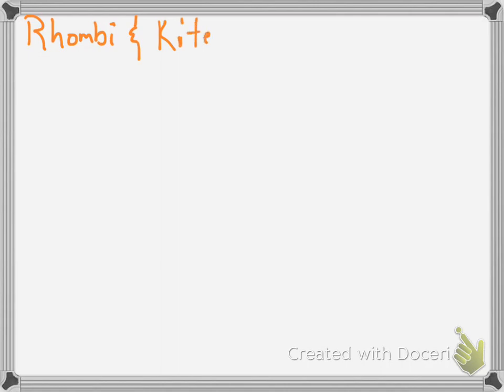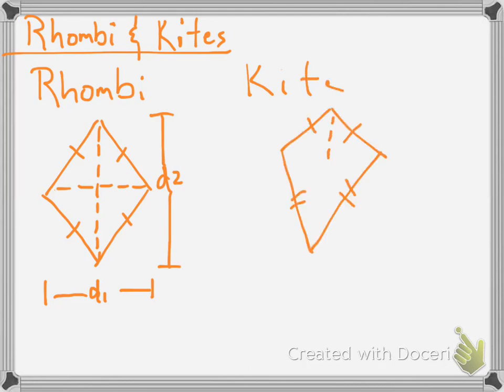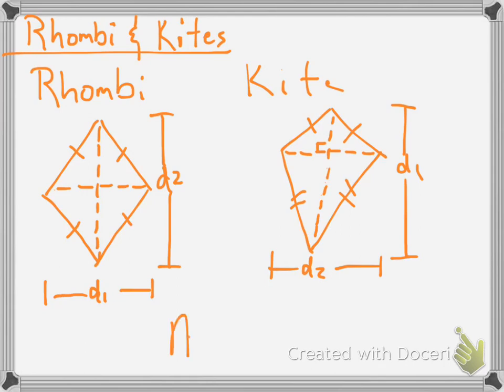With rhombi and kites, we know what they are, but what's important is that there are diagonals. We're going to say there's diagonal 1 and diagonal 2, and the area for both a rhombus and a kite is the same thing. It's 1/2 times diagonal 1 times diagonal 2. In other words, multiply the two diagonals, then multiply by 1/2, and you've got the area.